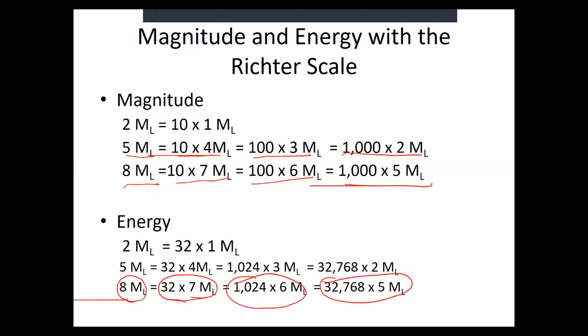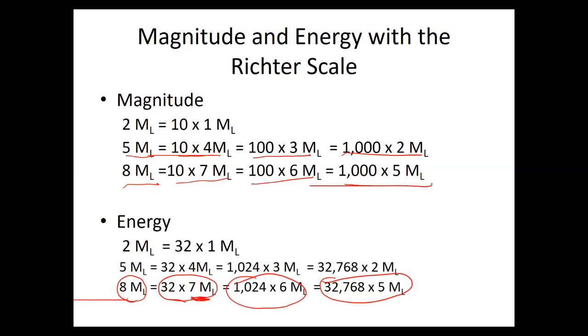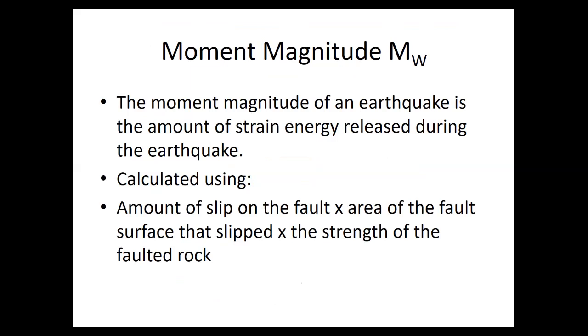A magnitude 7 earthquake is not a small earthquake. So a magnitude 8 earthquake is really, really powerful and energetic. And then imagine that a magnitude 9 earthquake has about 32 times the energy of a magnitude 8, and 10 times the shaking of a magnitude 8. So magnitude 9 earthquakes are extremely large earthquakes.